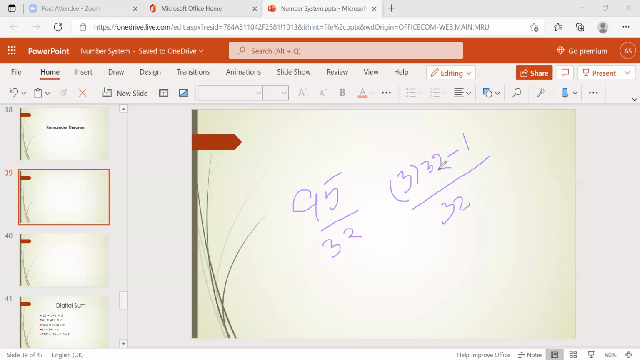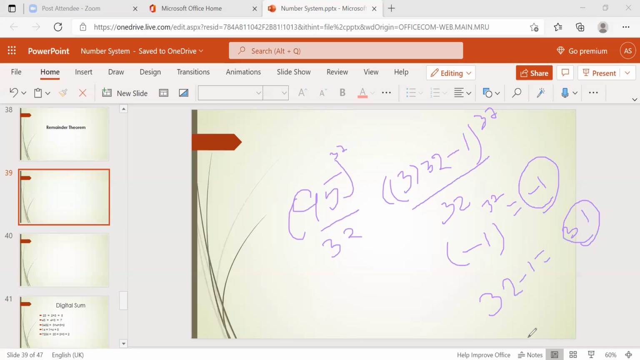So it's nothing but 96 minus 1 whole power 37, right? So whatever this 37. Now 37 means minus 1 power 37. Minus 1 power 37 gives minus 1. But the remainder we have to consider always in positives only. So add 32 to minus 1, that is nothing but 31, which is the answer, right?